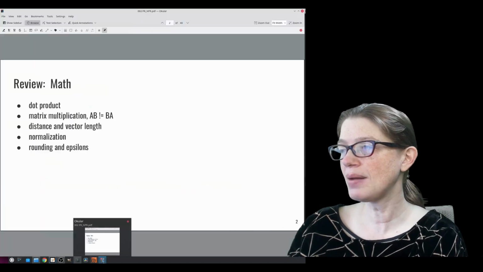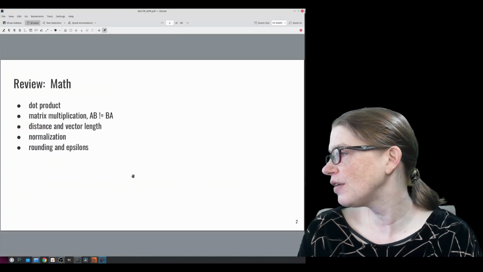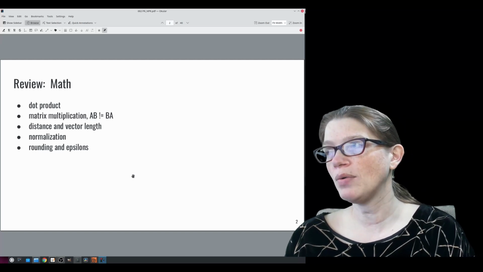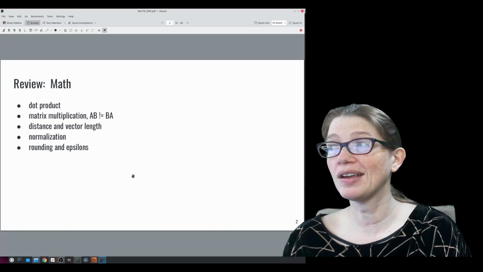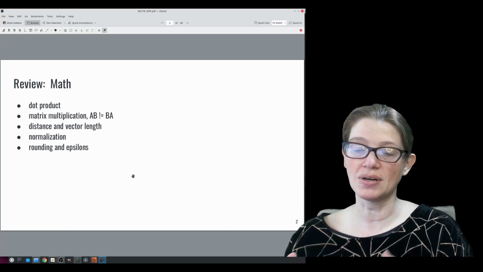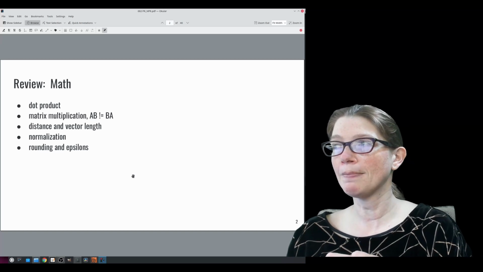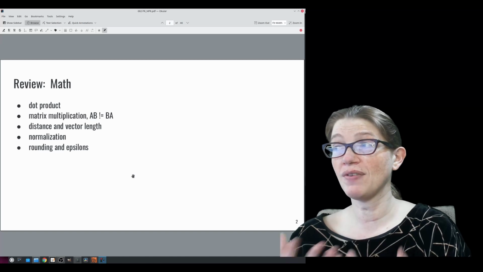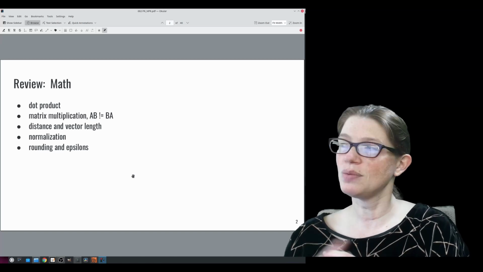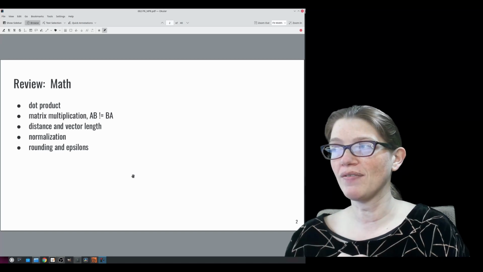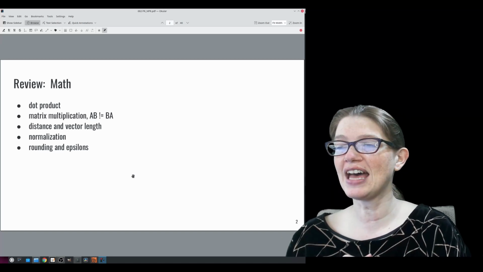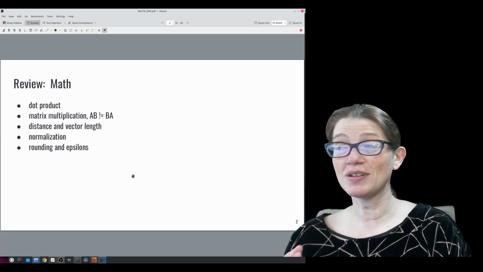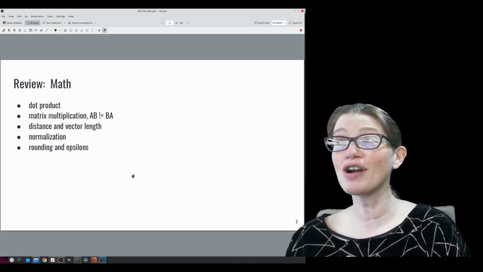Now, the last little bit of math I want to review is something that you may have heard of before, or maybe not, but it's this concept of rounding and epsilons. On a computer we have a limited ability to represent numbers. It can only store so many digits in memory. And the problem is numbers like pi have, as far as we know, an infinite number of digits. Pi shows up a lot in computer graphics because of circles and spheres and things like that. Since we can't represent all those digits, we end up rounding or truncating them.